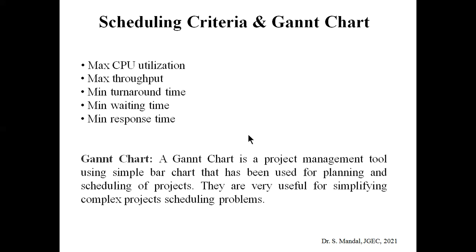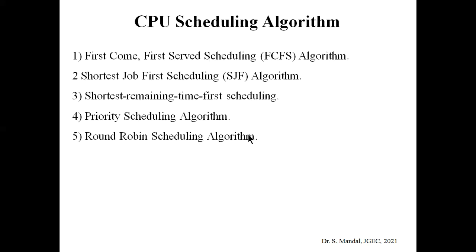Now another important term is the Gantt chart. So what is the Gantt chart? Basically, the Gantt chart is a project management tool that was initially proposed by the scientist Gantt. It uses a simple bar chart, and it is used for the planning and scheduling of the project. In scheduling algorithms, this Gantt chart is very important for understanding the operation of the algorithms. These Gantt charts are very useful for simplifying complex project or scheduling problems. We can see different examples of Gantt charts in the upcoming slides.